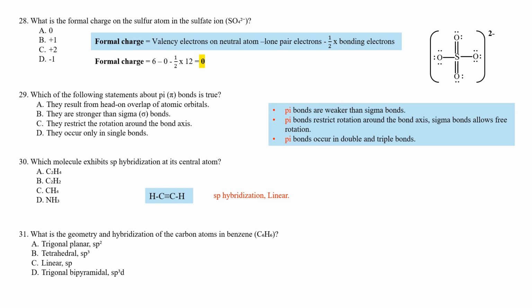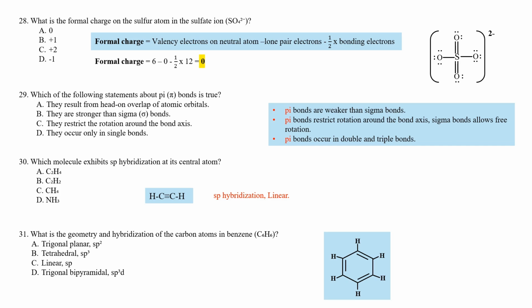What is the geometry and hybridization of carbon atoms in benzene? C6H6. If you draw the benzene structure, it looks like a hexagonal structure and there are three double bonds. Each carbon has one hydrogen atom connected. You can clearly see the bonding environment around one carbon atom, one double bond and two other single bonds. One single bond connected to the adjacent carbon atom and one bond formed with hydrogen.